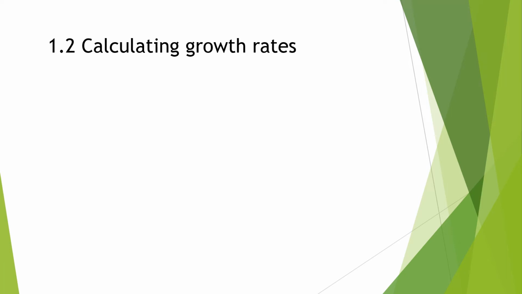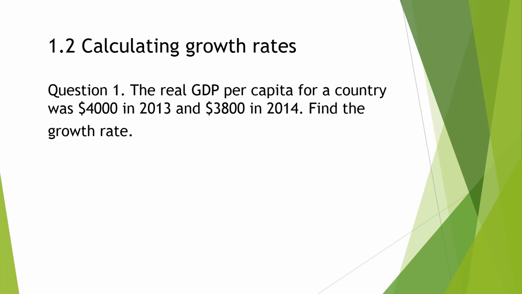The chart that I just showed you is using real GDP per capita. So how do we calculate those growth rates? Here is one example. If there are two years of figures given to us, 2013 was 4,000 and 2014 is 3,800, what is the growth rate?